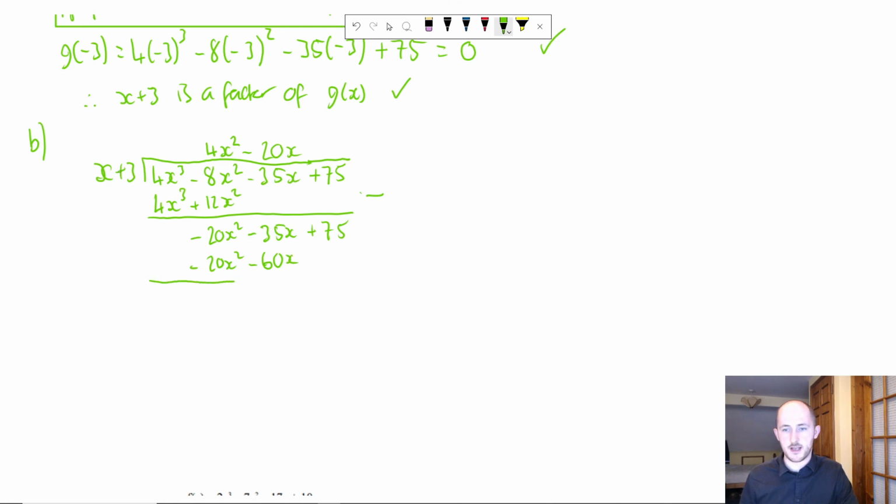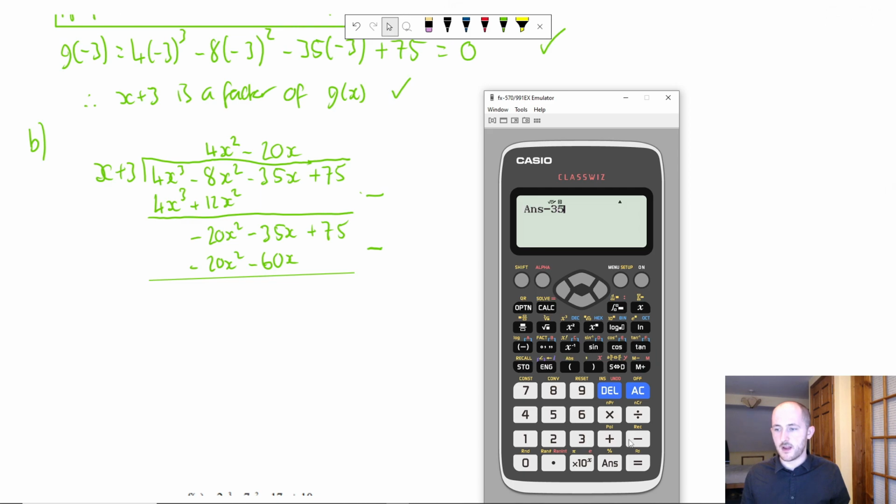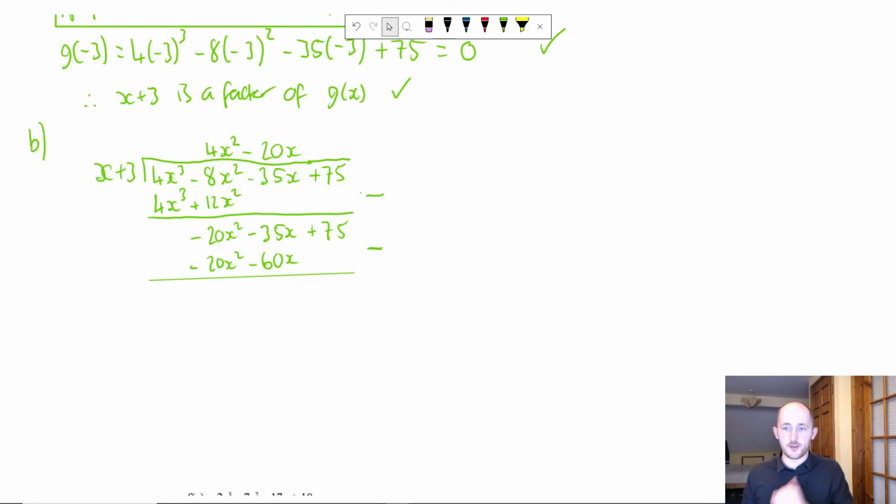Again, I do the subtraction. Again, I'm going to write the minus sign. Minus 20x squared minus minus 20x squared will be minus 20 plus 20, so 0. Minus 35x minus minus 60. If you're unsure, just use a calculator, right? So minus 35 minus, oh, hold on. Minus 35 minus minus 60, 25. Does it for you. You don't have to worry. And then again, this 75 is minusing nothing, so plus 75.